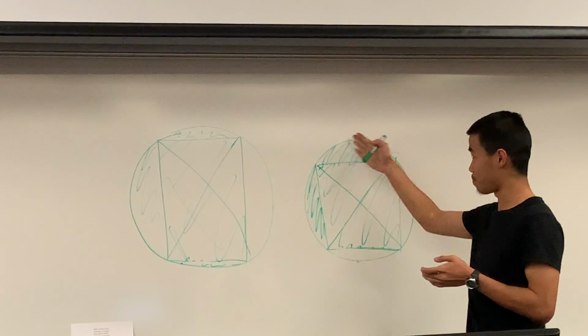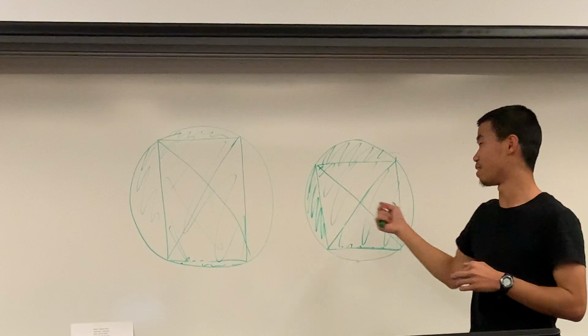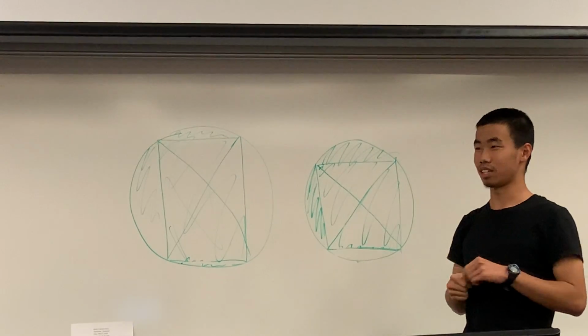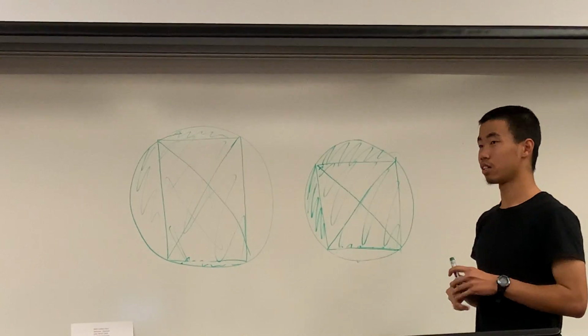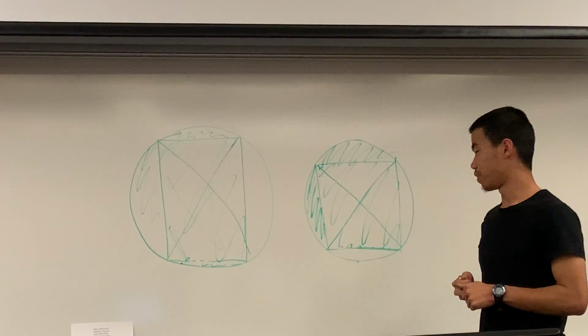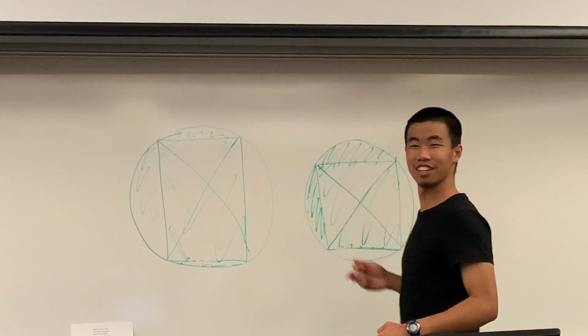To find the area of this sort of shape? You guys see what this shape is? Poorly drawn diagram, but that's better than this diagram. Do you see why this one's easier to find the area of when you look at it like this?